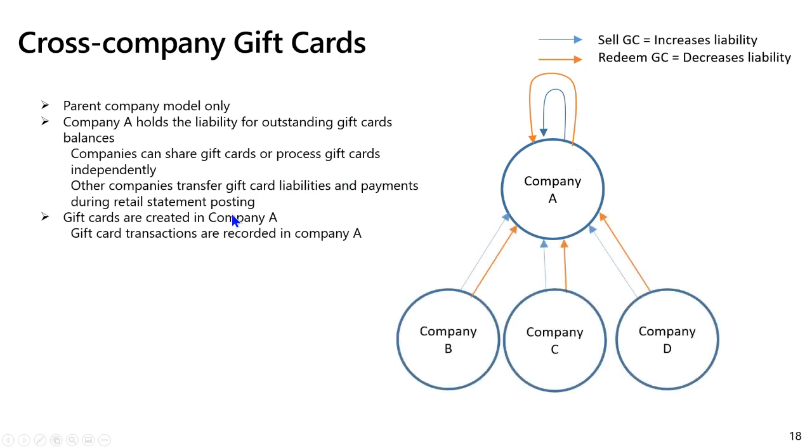If you have other companies that are participating but aren't doing their own gift cards, then on the sale and redemption, a secondary journal is posted to the GL for the intercompany postings. So it's actually during statement posting for the transactions. So the regular transactions post in company B, and then a second set of transactions post to make that intercompany transfer.